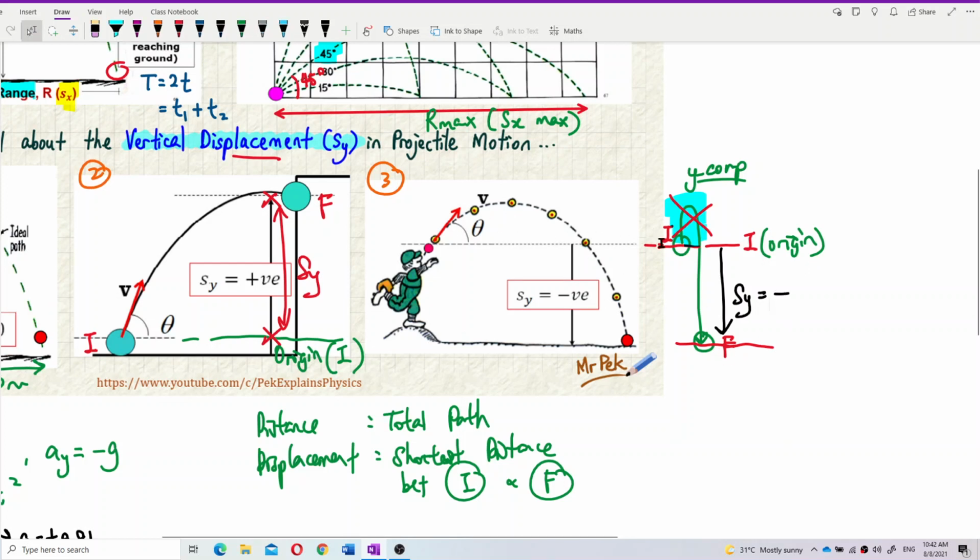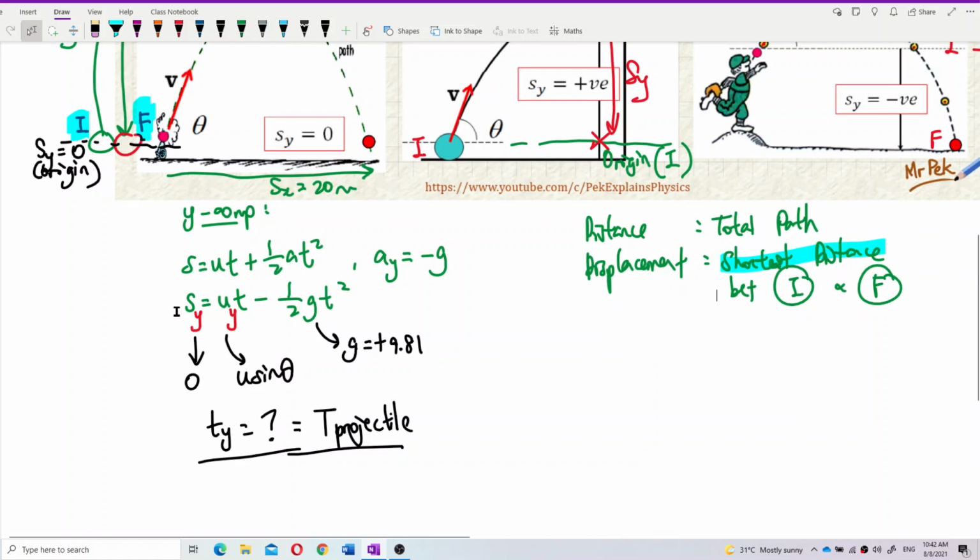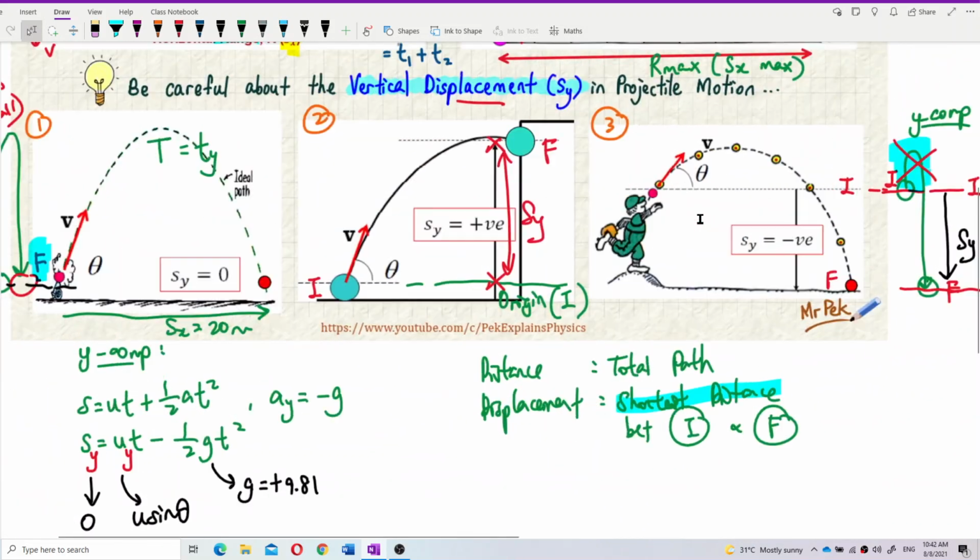So remember, for Sy, this part is not taken into consideration. We only take the initial level and final level, the shortest distance between the initial and final point. Only this part. Then we substitute this Sy into this equation, and we can find the time of flight, which is also equal to the time of the projectile motion. Okay, I hope you are clear.